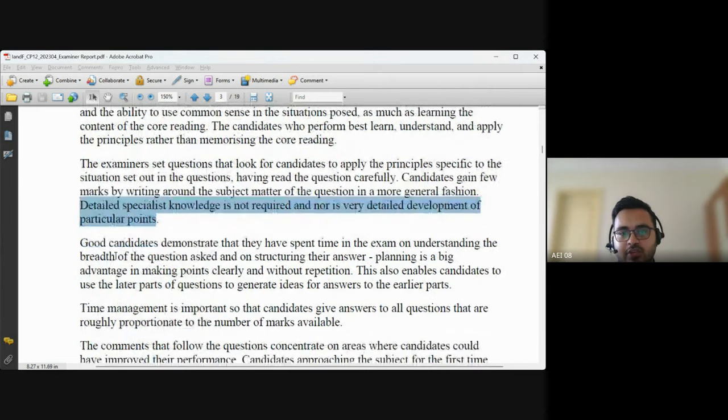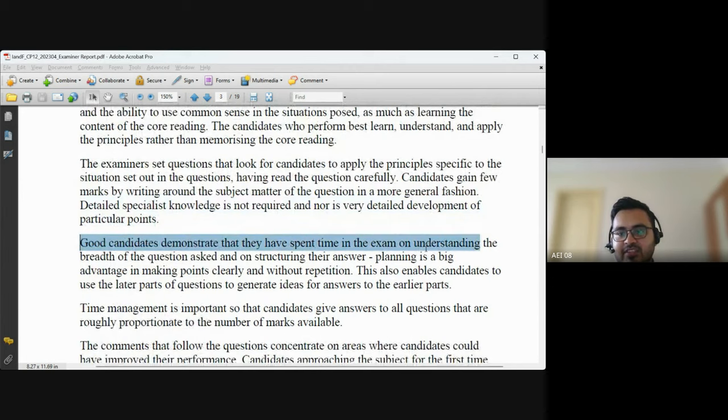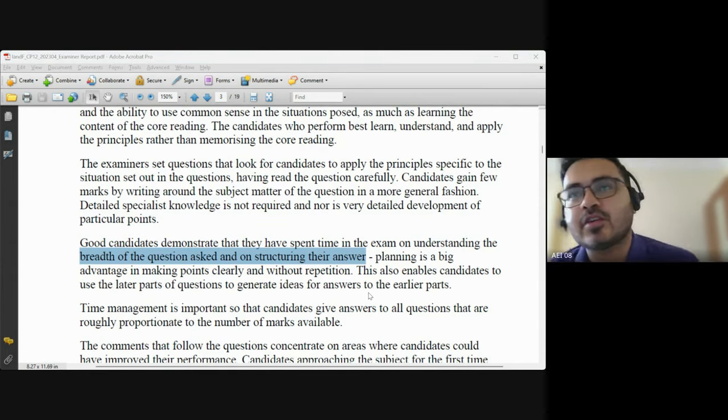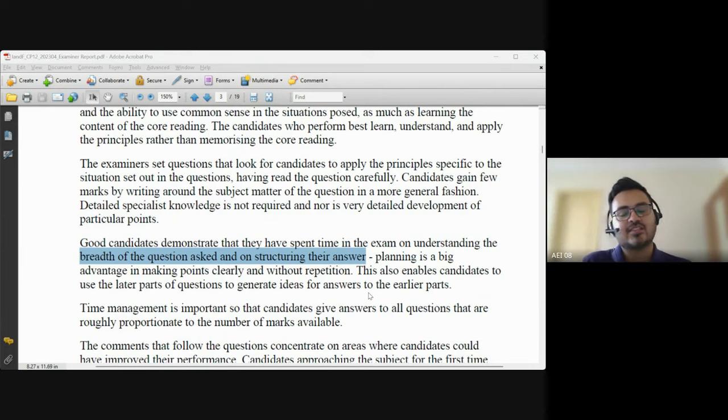It says, good candidates demonstrate that they've spent time in the exam on understanding the breadth of the question asked, and on the structuring of their answers. Planning is a big advantage. It also enables you to have general ideas and craft them accordingly. So these best practices that we have been discussing last day and today, and some we'll be discussing in the next class as well, are so that you can go in the right direction, and later on I don't have to talk about all of these very generic looking things.